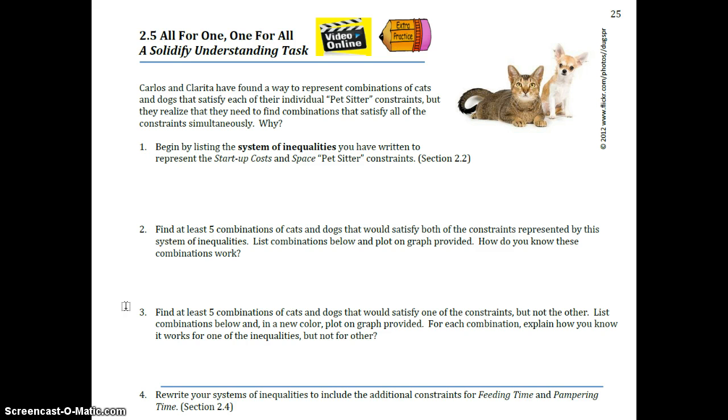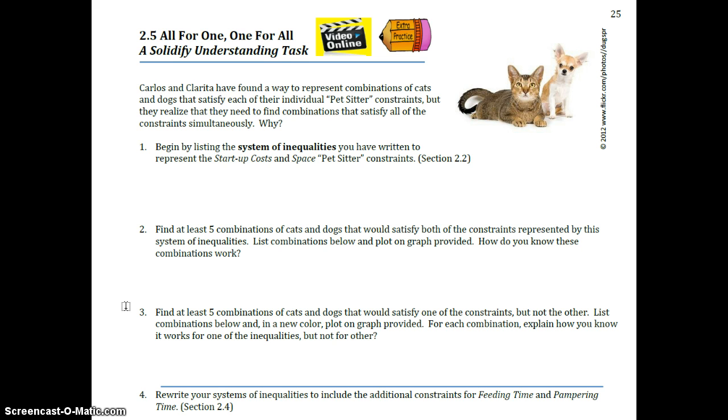If you'll recall, they have a business and they're trying to open a pet sitting business, and we've looked at a few different constraints. We've looked at startup costs, space, feeding time, and pampering time. We've looked at a lot of those more individually, and today we're going to look at them all together.